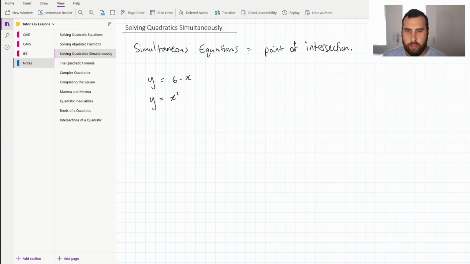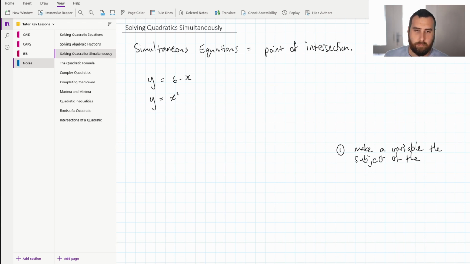Now generally the first thing you want to do is make a variable the subject of the formula, or the equation. What that means is you want to have just a lonely y or a lonely x, or just some lonely variable on the one side of the equal sign. And if you notice in this example, we have two. Both the y's are subjects of their respective equations. So this is going to be quite a nice, quick and simple example.